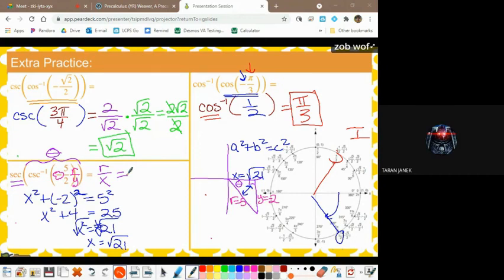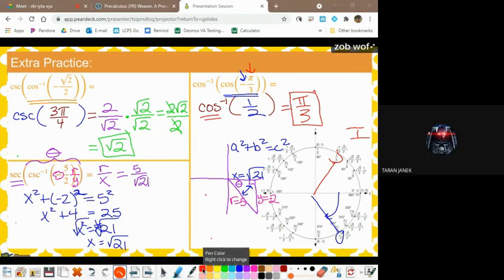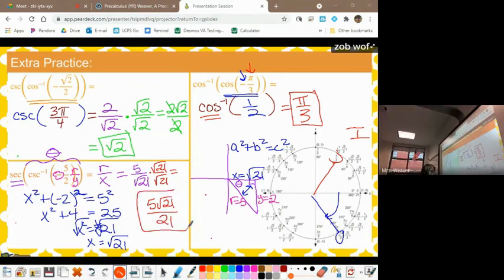And so what would that be? That'd be 5 over square root of 21. Which, when we rationalize that, what will that be? You have to multiply them both by square root of 21, and then you get square root 21 over 21, I think. Beautiful. That's exactly right.